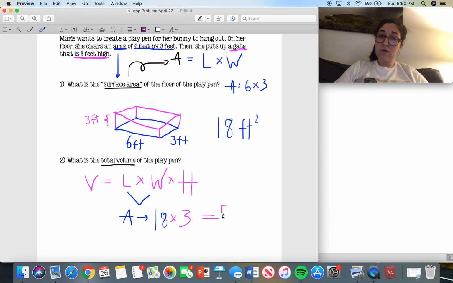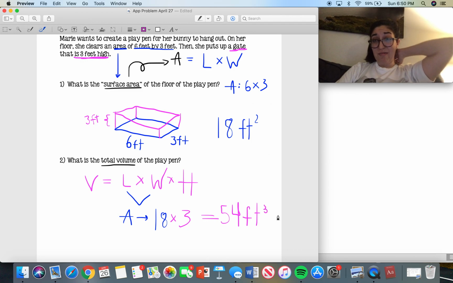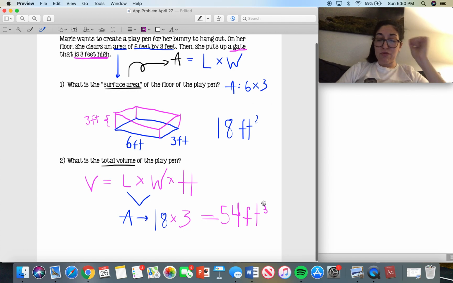But remember, now I'm talking about volume, and when it's volume, it's going to be cubed. So I'm going to say feet cubed, and I show cube by doing a tiny little 3 up at the top. Remember, we talked about exponents way at the beginning of the year. It's an exponent of 3, right?